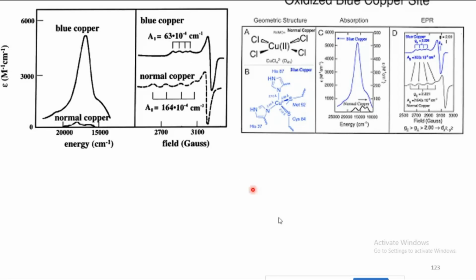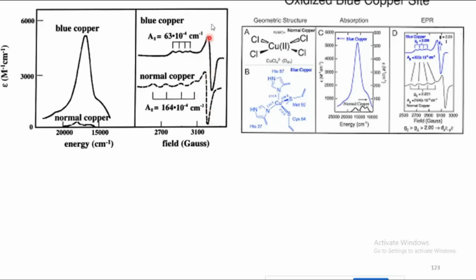So this slide shows some of the EPR characteristics of the blue copper protein. In normal copper protein, if you are able to see, the intensity is very, very less. But here, the blue copper protein, as we said already, has a very large intense peak in the visible region. Here also you can see the 4 line spectrum. This is the 1st line, 2nd line, 3rd and 4th line.